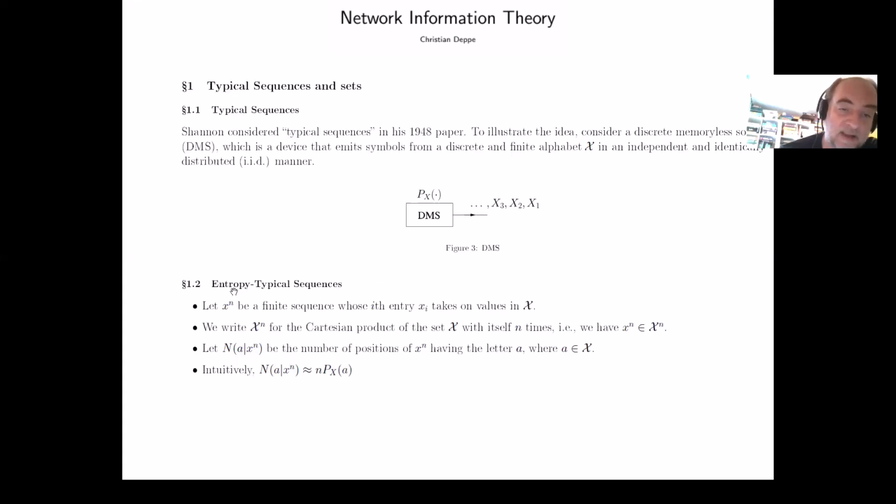Therefore, first we define entropy typical sequences. Now let x^n be a finite sequence of length n, whose i-th entry is denoted by x_i and all values are in X. We write X^n for the Cartesian product of X, and we have that x^n is in X^n. By N(a|x^n), we denote the number of positions of x^n having the letter a. And we looked at some example, and you all agreed last time that intuitively N(a|x^n) should be approximately n times P_X(a).